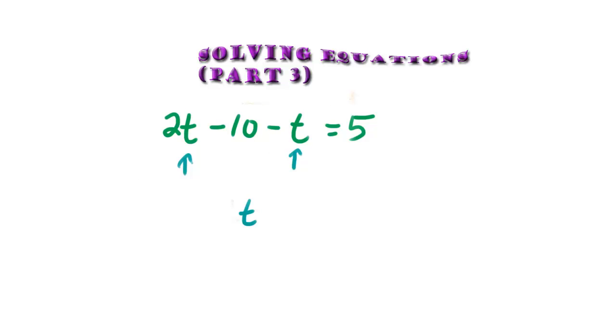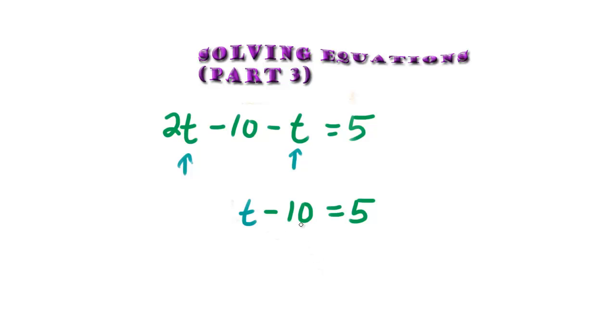So we have that -10. So let's bring that down also, right? And we have the equal sign. You always try to line up that equal sign. That really helps. And then here's the 5, coming right down on the right hand side.